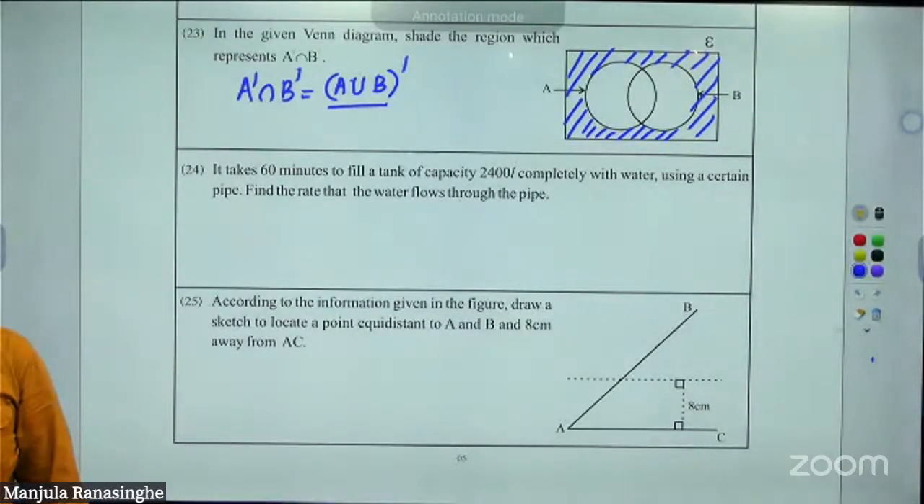So in Revise and Rise also I have explained this kind of difficult question. Okay, well done.